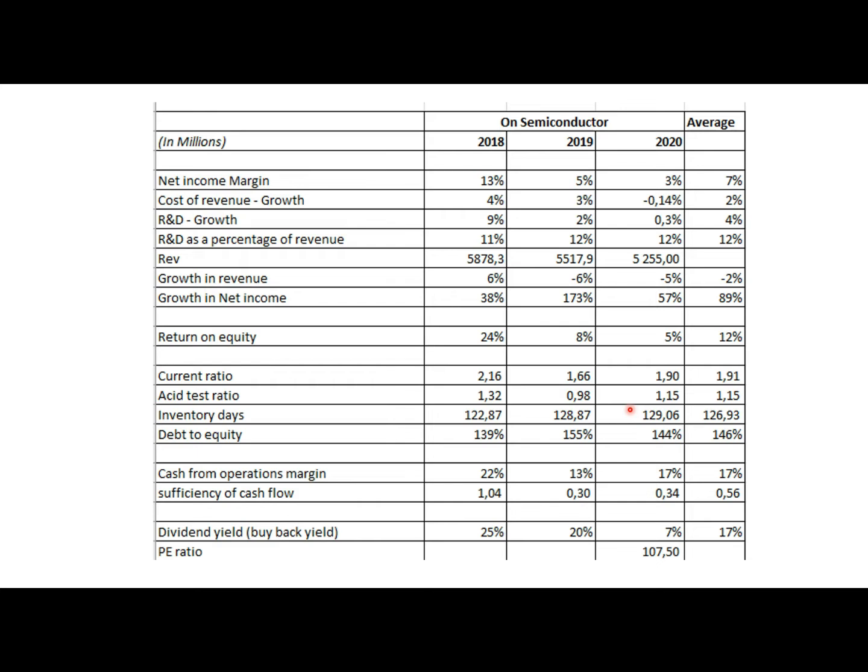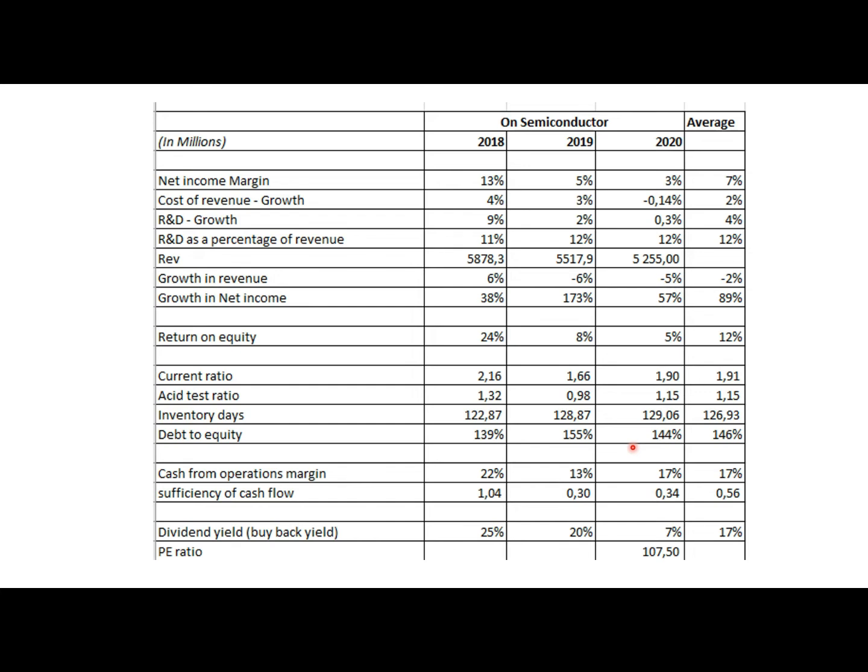It does have enough liquidity at the end of the day, but from my point of view, it does not have the liquidity that I would like it to have for me to invest in. That's just the analysis of the current ratio and asset test ratio that you need these days.